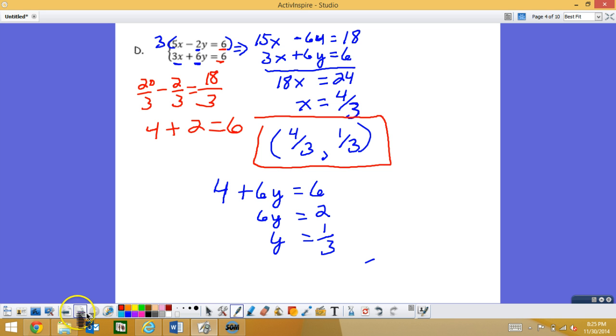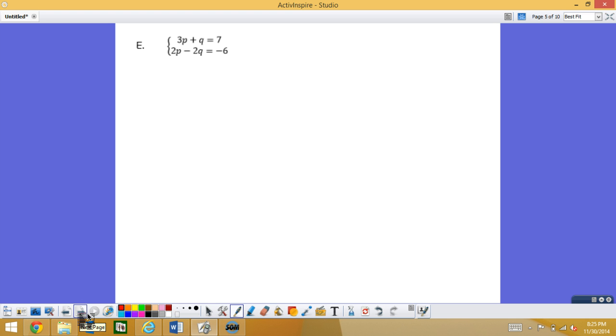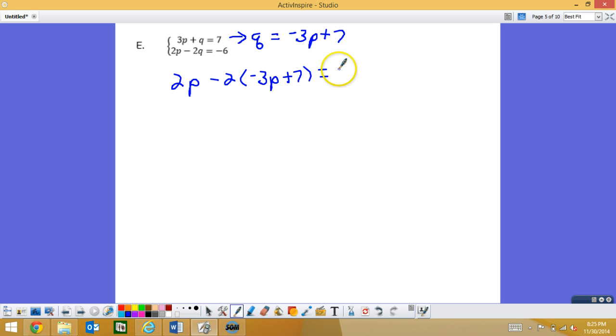And finally, E, I'm actually going to do twice because E is not too bad using substitution either. The first method, if we go ahead and use substitution, I can solve this top equation for q pretty easily by subtracting 3p from both sides. And then I can substitute that in for q in the next equation. So I end up with 2p minus 2 times negative 3p plus 7 is equal to negative 6.